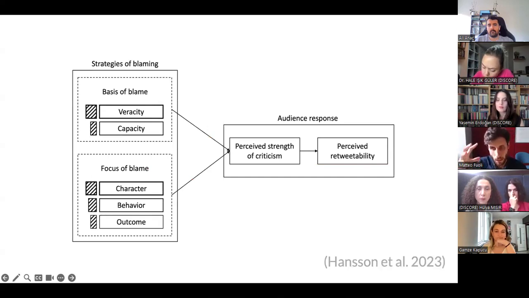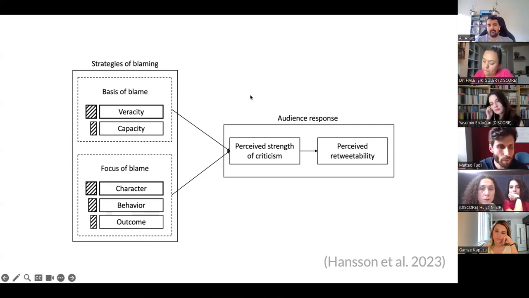So again, corpus analysis can be used to describe linguistic patterns of language use. It cannot tell us anything about how people respond to these different choices. So to address this follow-up question, we developed a set of hypotheses about the effects of these different strategies, specifically on the strength of the criticism as perceived by the participants, and how retweetable people consider these different types of tweets to be.